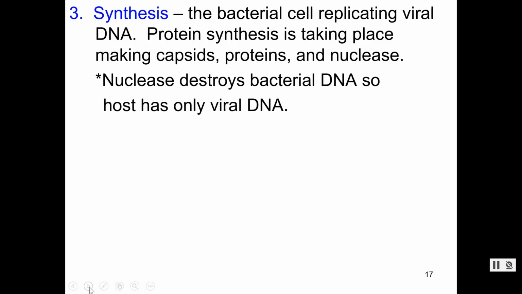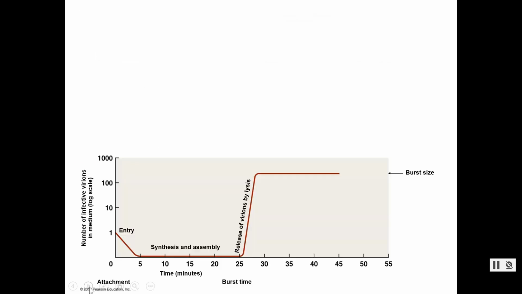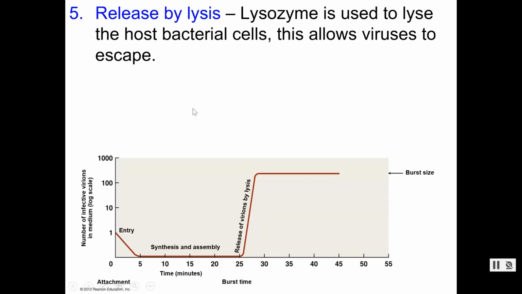We have attachment, we have entry, then we have synthesis. It's making all the parts and pieces. Then we have some instructions on how to put those parts and pieces together. So chemical reactions occur. We still don't know exactly how that works, but basically the capsid gets made, the viral nucleic acid gets packaged within that capsid, so we get assembly inside the bacteria cell. So now I have all of these virions inside the bacteria cell, and eventually the last stage is lysis.